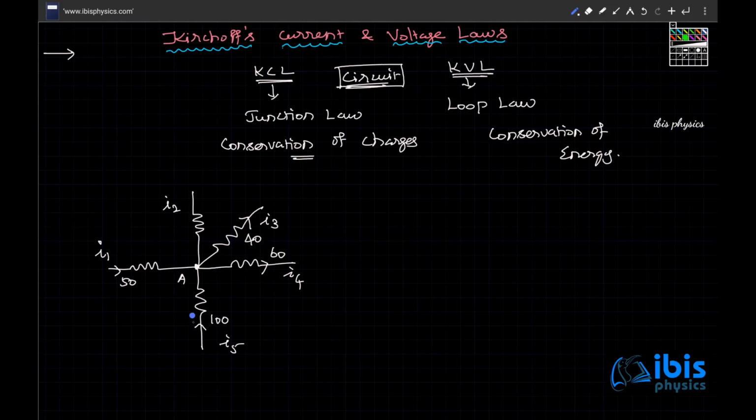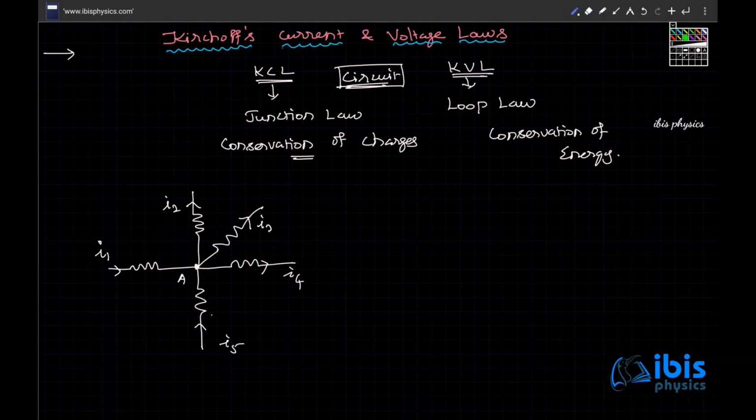The total number of electrons coming toward the junction is 100 plus 50, 150. Then if this is 60 and this is 40, the number of electrons through this has to be 50. Because charges cannot be created or destroyed, if 150 charges are coming toward the junction, then 150 charges have to go out of the junction. Instead of talking in terms of charges, let us talk in terms of current, because current is the number of charges per second. So we don't need to worry much about it.